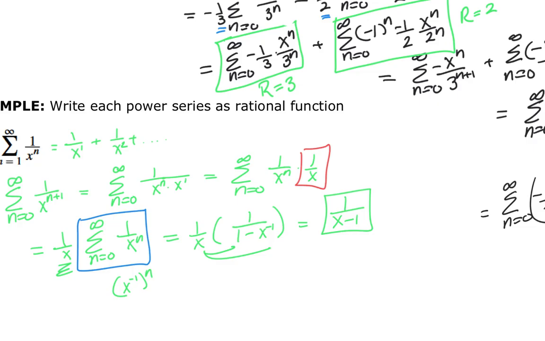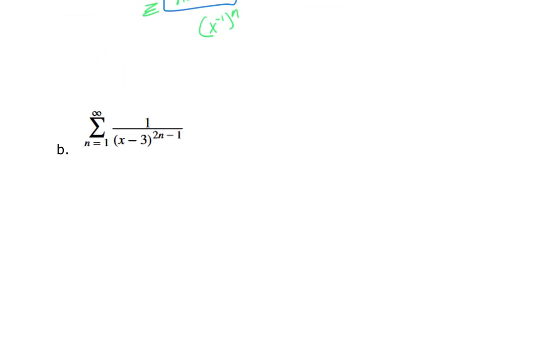All right, let's take a look at our second example here. I notice that this again starts at 1, and I need it to start at 0. So what I'm going to do is find the first couple of terms and then see what I need to do to adjust this so that it starts at 0. I'm going to put in 1, and so I'm going to get 1 over x minus 3, 2 multiplied by 1 minus 1. My next term would be 1 over x minus 3, 2 multiplied by 2 minus 1, and then it would continue.